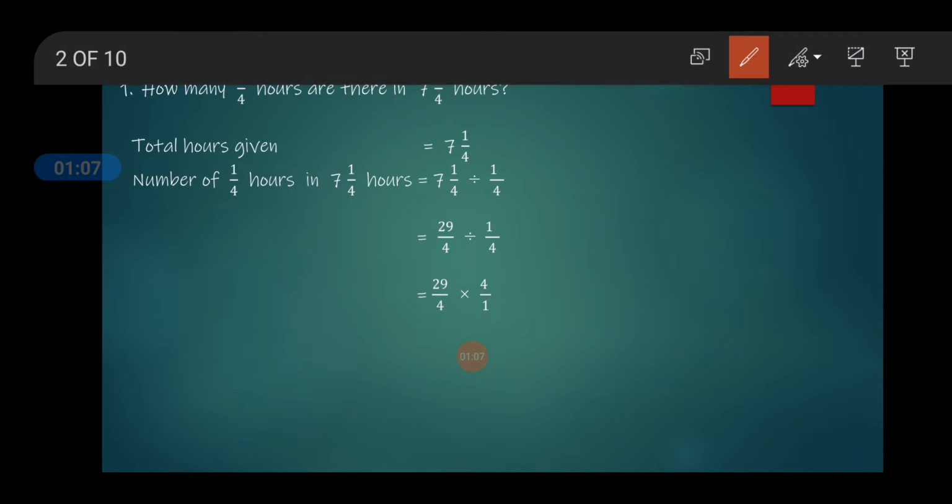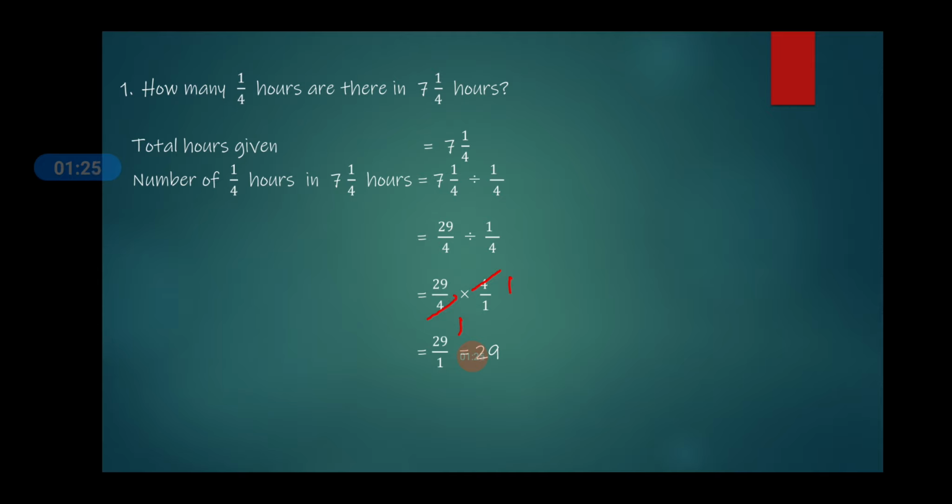Here 4 comes as a denominator and 4 comes as a numerator. So we divide both the 4's by 4 and get 1. After that we multiply the numerator with numerator and denominator with denominator. We get 29 upon 1, which is equal to 29. Answer: there are 29 1/4 hours in 7 and 1/4 hours.